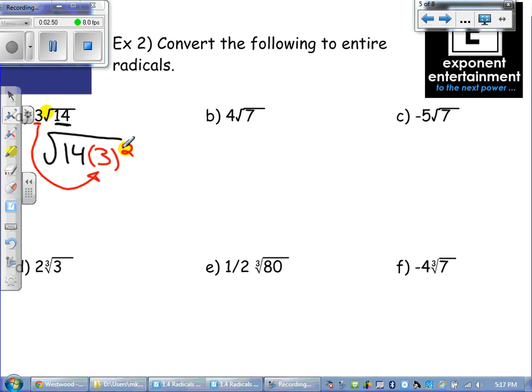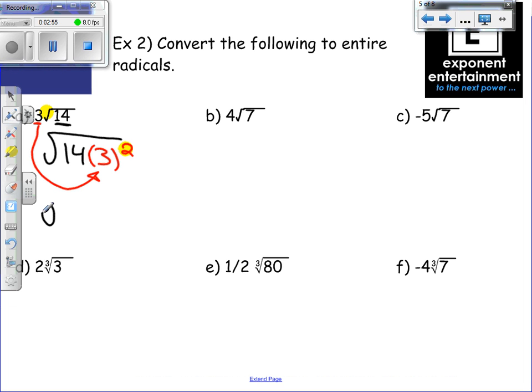Once we finish all that, we do 3 squared times 14. And that'll give us our final answer. So, 3 squared is equal to 9. And then your final answer should be the square root of 14 times 9. That will give you your entire radical, and that will give you your final answer. So, 14 times 9 is just 126. Right there. We box our final answer so that it sticks out on a test or anything else.